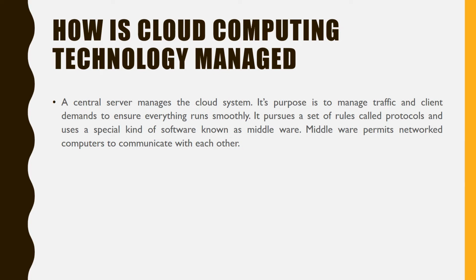It follows a set of rules called protocols. We are going to study about the protocols later on. Protocols are the set of rules that are followed to access some resource or file over the internet, and it uses a special kind of software known as middleware. So there is an application software in between the front end and the back end, which is known as middleware, where middleware permits networked computers to communicate with each other.